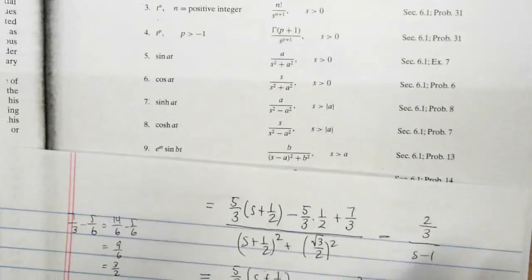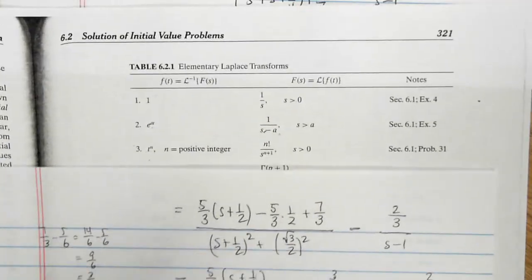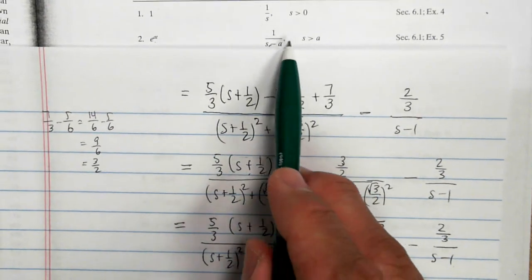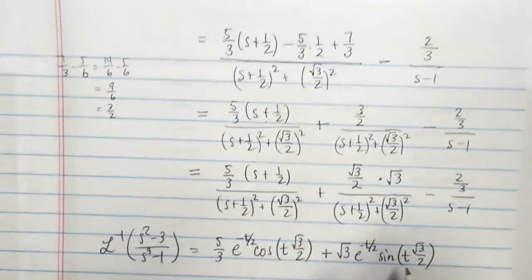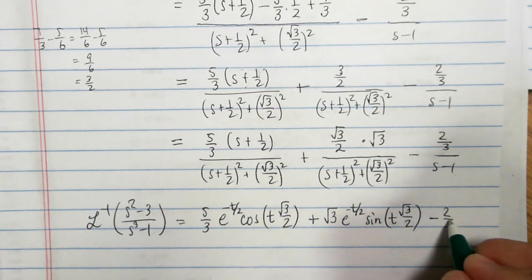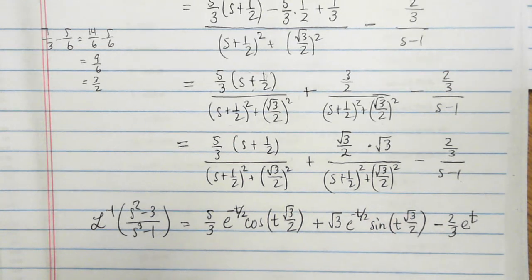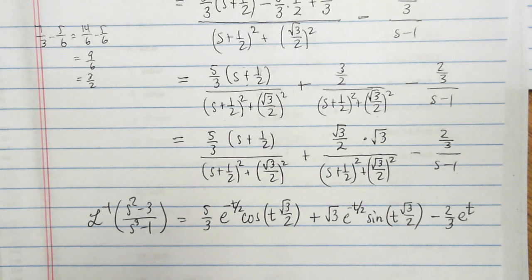And then lastly, let's come back to near the top of the table, minus 2/3 over s minus 1, that matches this. So I have minus 2/3 times e to the t. And so after this long calculation, that is the inverse Laplace transform of that rational function.